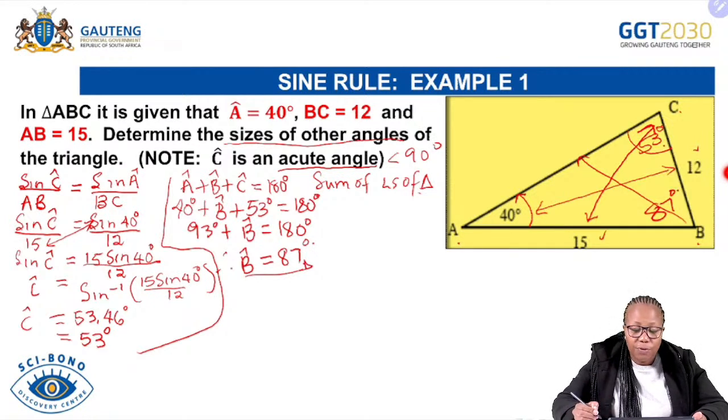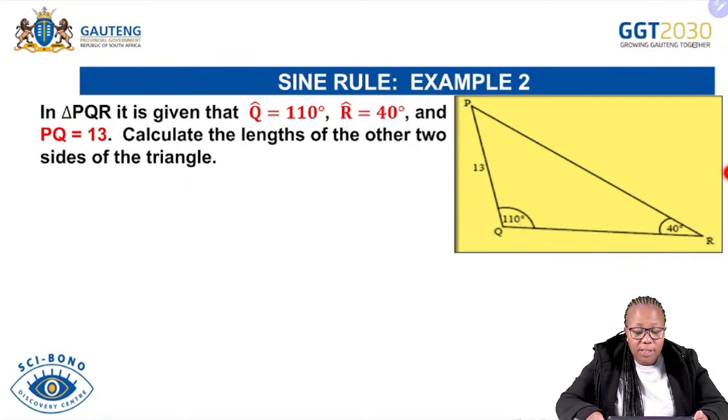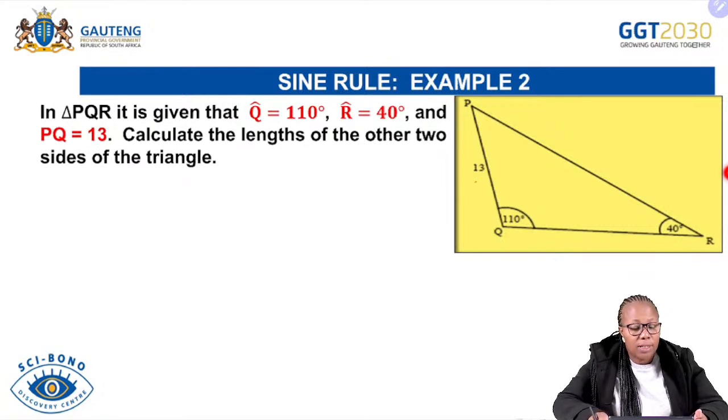Okay, moving forward. Example 2 now. In triangle PQR, remember we are checking all the given information. Is it indicated on the diagram? In triangle PQR, it is given that Q is 110. Yes, there it is. And then it is given R is equal to 40 degrees. Yes. And then PQ is 13. That is noted in the diagram.